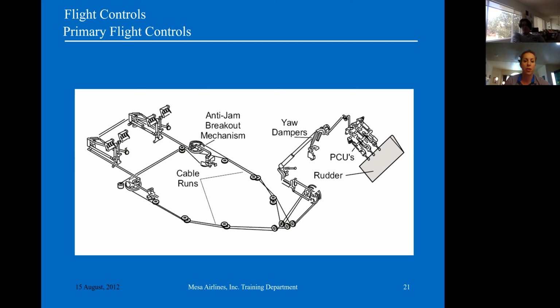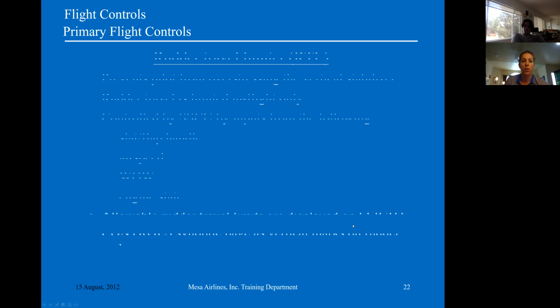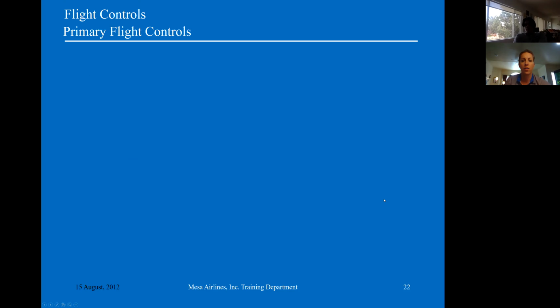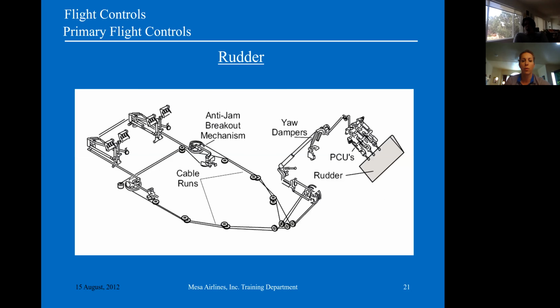So here's your anti-jam breakout mechanism. Push on it hard enough and it will break out. Rudder travel limiter. So any questions on the rudder before I move on from the anti-jam breakout mechanism? Do the CBTs on that one. I do ask you a couple of questions about the difference between the way the aileron disconnect and the rudder anti-jam breakout mechanism works.